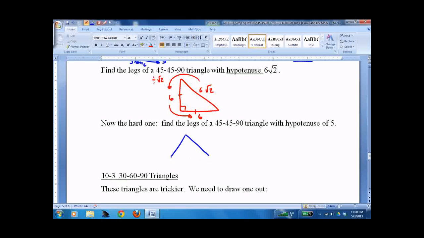Now, it's a little bit harder when I do something like this, and I like to turn the triangles on their heads whenever I can. Again, it's a 45-45-90. The hypotenuse is 5. And you say, okay, you told me divide by square root of 2. So this would be 5 over root 2. But we're not allowed to do that. We have to rationalize it. So we get 5 root 2 over 2.